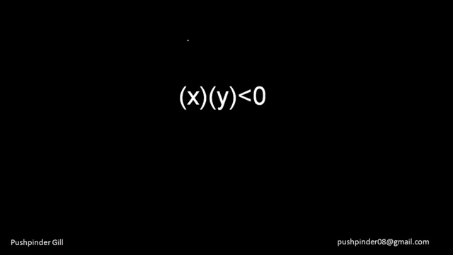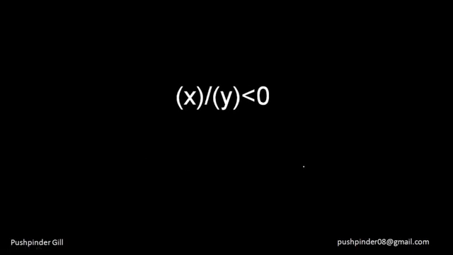Now similarly, if I say x into y is less than 0, that is only possible when one of them is positive and the other is negative. It's not possible to have both positive or both negative. Whenever someone says x into y is less than 0, he's just referring to the signs and trying to tell you that one of x and y is negative and the other is positive, right? So this is the meaning of the statement.